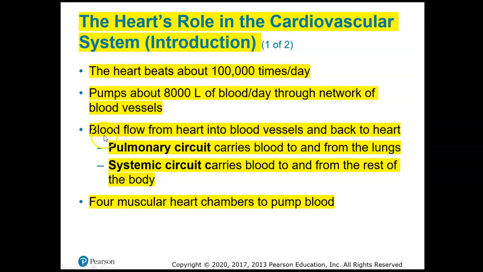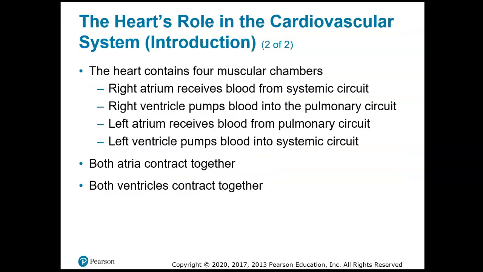But the blood flow from the heart into blood vessels and back to the heart is divided into 2 circuits. The pulmonary circuit carries blood from the heart to the lungs, and then from the lungs back to the heart. And the systemic circuit carries blood from the heart to the rest of the body, and then from the rest of the body back to the heart. There are 4 muscular heart chambers. To receive the blood, they're called the left and right atrium, and to pump the blood, they're called the left and right ventricles.